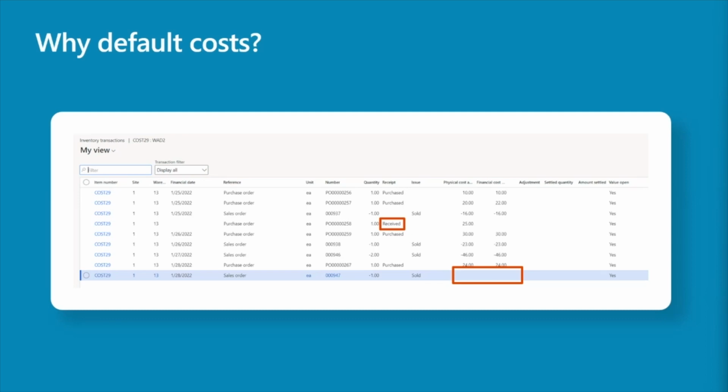The way we do this is by using a default cost. We can see in the screenshot on this slide that we issued a total of 5 units in financially updated transactions, but we have only financially updated receipts for a quantity of 4. When the final issue was posted, it was posted at $0 because our financial inventory value at the time was 0. Now let's look at the different ways we can provide a cost when this scenario happens.